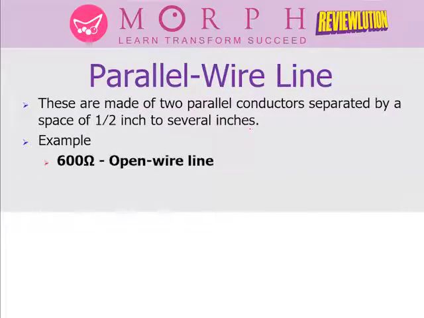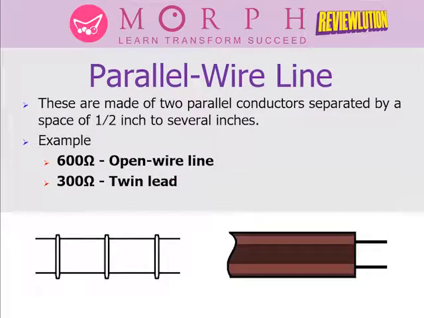So the open wire is rated at 600 ohms, whereas the twin lead is rated at 300 ohms. So we have 600 ohm open wire and we have the 300 ohm twin lead. So the difference between the open wire and the twin lead is the dielectric being used. So for open wire, it actually uses air as a dielectric. So to keep the distance between these 2 conductors constant, meron lang tayong ginagamit na insulator known as spacers.